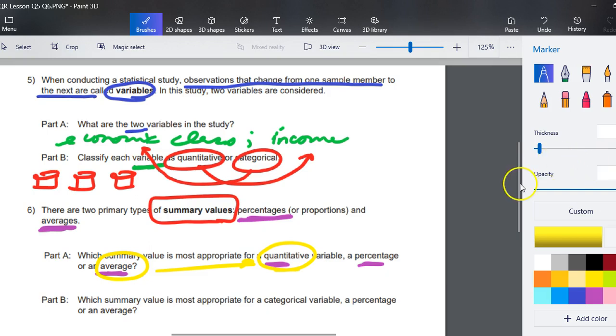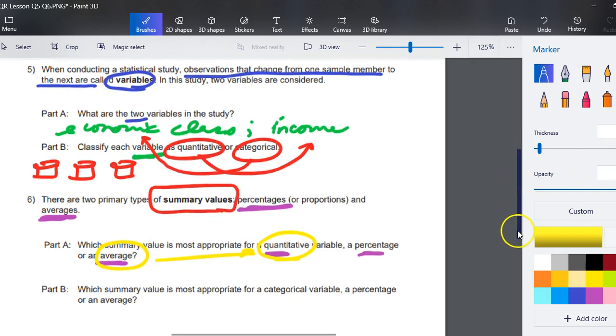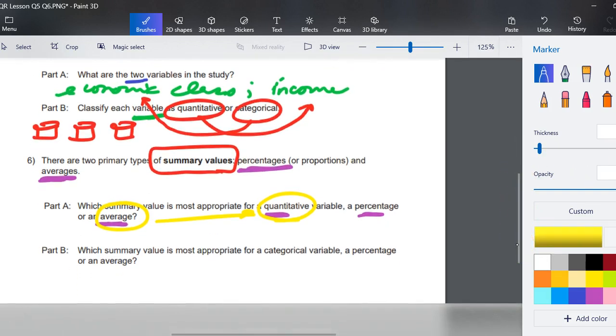But part B, which summary value is most appropriate for a categorical value, a percentage or an average. And for a categorical variable, talking about how many are in each of the buckets, a percentage is going to be best because a percentage or a proportion can talk to you about what all is in each or how much is in each bucket.